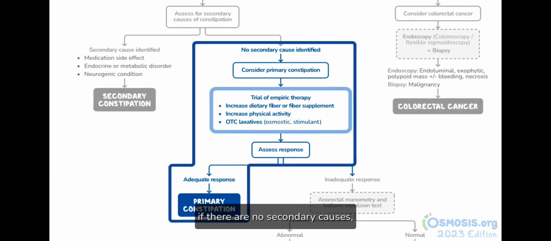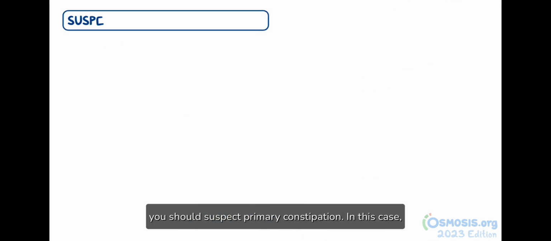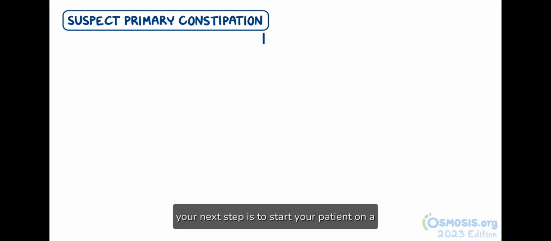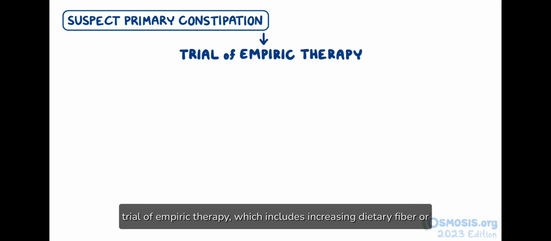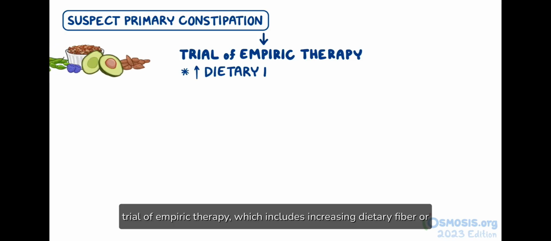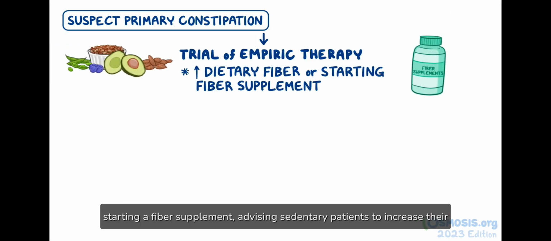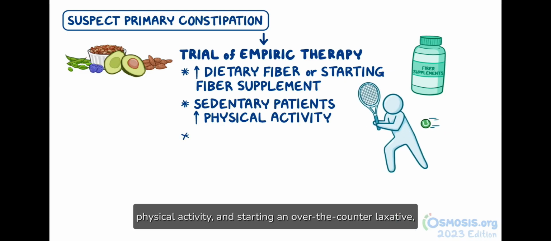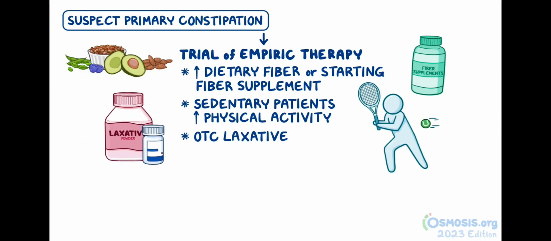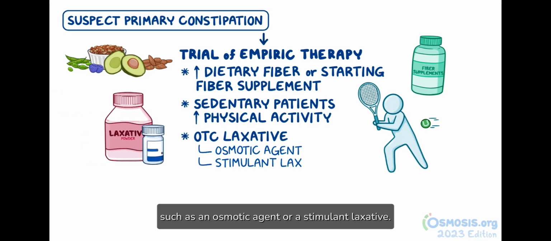On the other hand, if there are no secondary causes, you should suspect primary constipation. In this case, your next step is to start your patient on a trial of empiric therapy, which includes increasing dietary fiber or starting a fiber supplement, advising sedentary patients to increase their physical activity, and starting an over-the-counter laxative, such as an osmotic agent or a stimulant laxative.